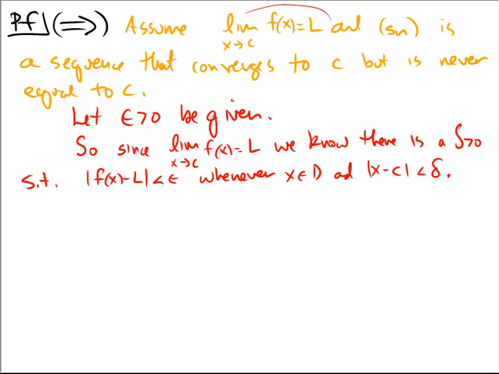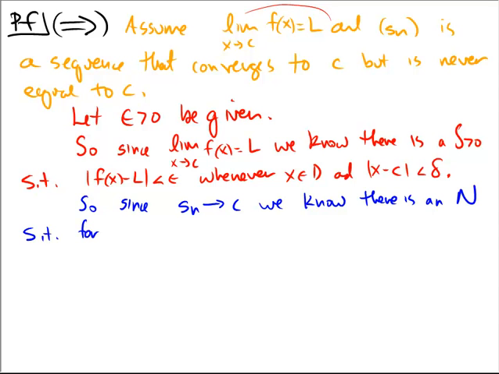Okay. We also know that Sn is converging to C. So since Sn converges to C, what do we get from that? We know there is an N, a capital N, such that for all n bigger than or equal to N, we have that Sn minus C can be made less than any number, including the number delta. So remember, now we have the epsilon being given, and then because of that epsilon, we were able to find something that happens whenever we have this bound on the delta.